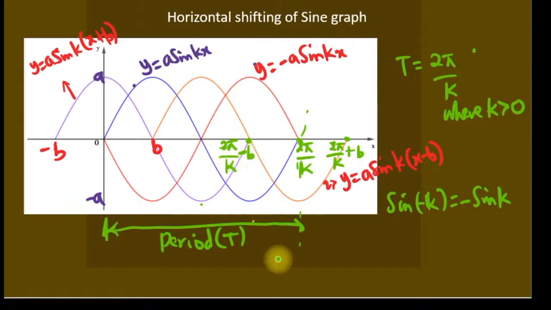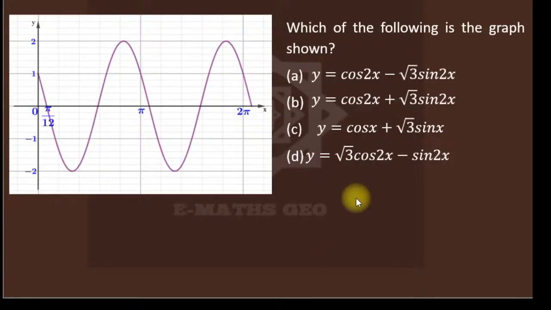So that's it. So let's look at this question. Okay, we are given this and we're asked to find the graph that is given. So this question requires two theorems or formulas. First of all, looking at this, it is a sine graph.